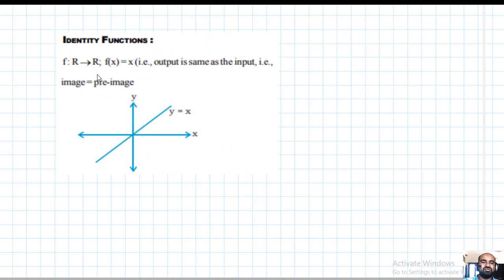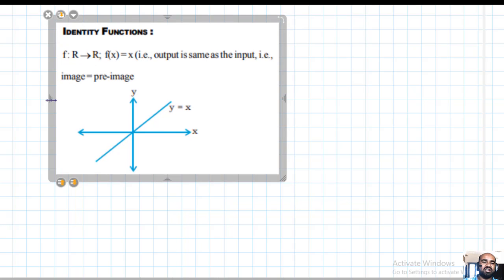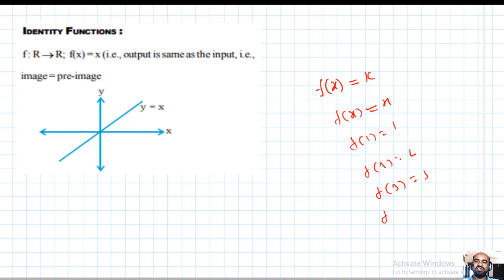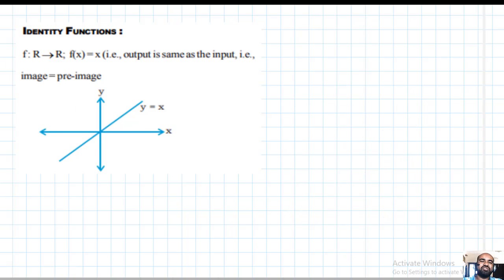Next, the identity function, another important one. First of all, I will explain roughly. In the previous type, constant, all x's are paired with a constant. But in this function, all x's are paired with x itself. That means f of 1 equal to 1, f of 2 equal to 2, f of 3 equal to 3, f of 0.5 equal to 0.5. Such a function is called the identity function. Every element is paired with itself.